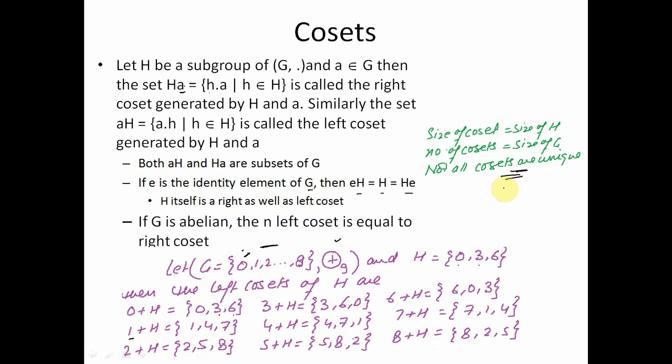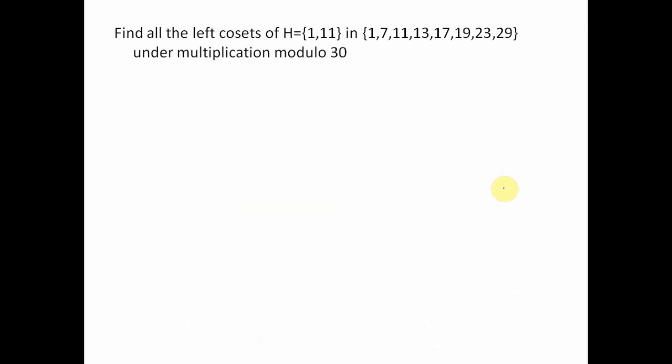Keep this in mind. We have a very important theorem based on a concept related to this. Let's take another example. Let's say this is the set that has been defined: 1, 7, 11, 13, 17, 19, 23, 29, and we have the subset 1 and 11. These are all the prime numbers under 30.